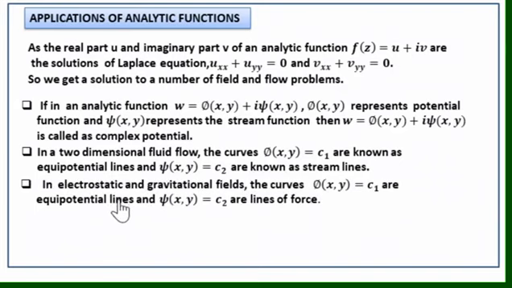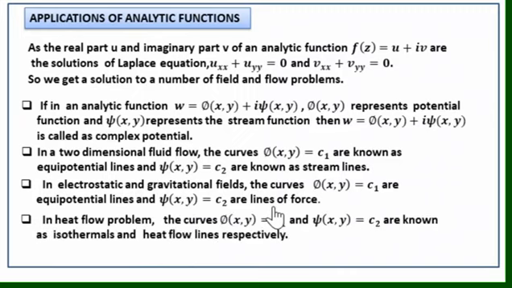And in electrostatic and gravitational fields, the curves phi of x y equal to c1 are called equipotential lines, and psi of x y equal to c2 are called lines of force. And in heat flow problems, the curves phi of x y equal to c1 and psi of x y equal to c2 are known as isothermals and heat flow lines respectively. Okay, now given phi we can find psi, and given psi we can find phi using the Milne-Thomson method.